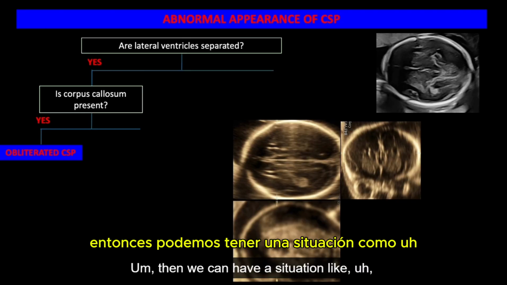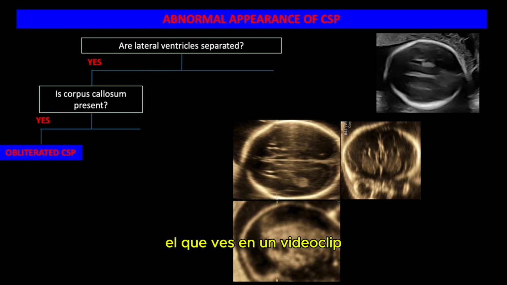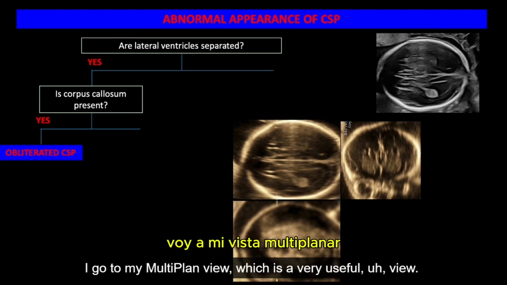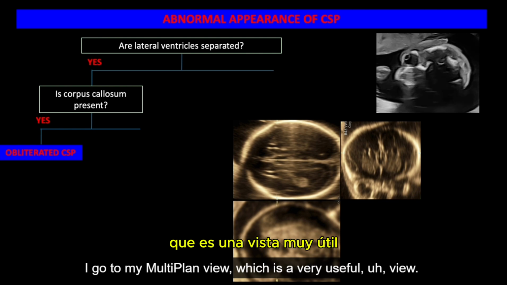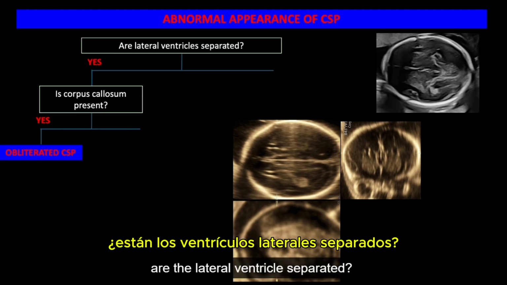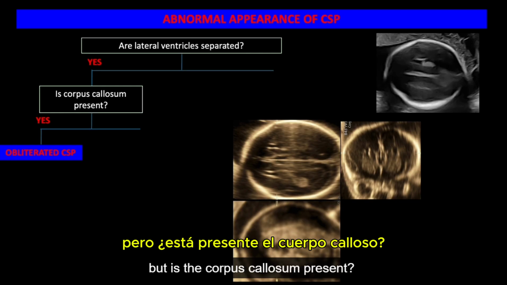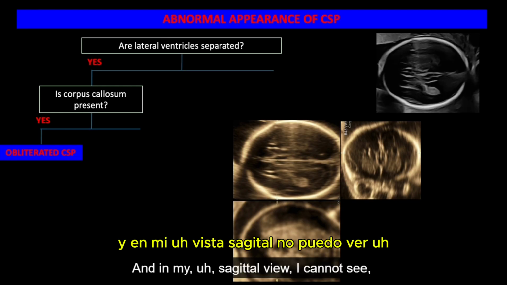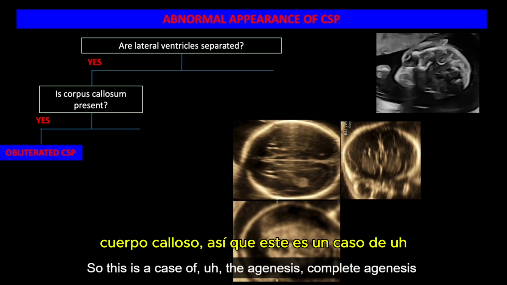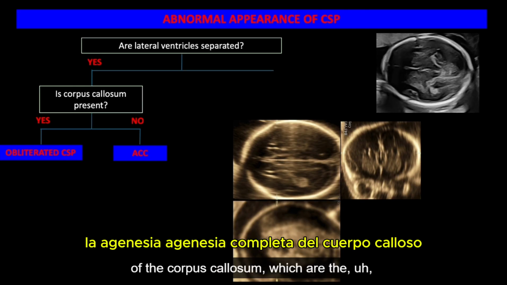Then we can have a situation like the one you see in a video clip. So here I really cannot see again the cavum septum pellucidum. I go to my multiplanar view, which is a very useful view, and then the question is, okay, are the lateral ventricles separated? Yes, I can see it in coronal view, but is the corpus callosum present? And in my sagittal view, I cannot see the corpus callosum. So this is a case of complete agenesis of the corpus callosum.